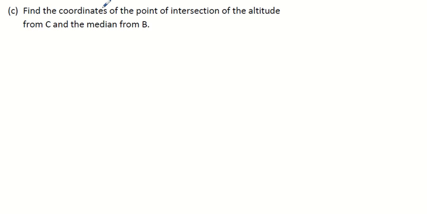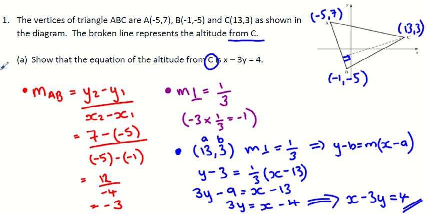So we have our equation of the median from B there, y equals 2x minus 3. Part C, find the coordinates of the point of intersection. There's 2 methods you could use here. So let's go for this method first. For the point of intersection, y equals y. I'm going to look at my answers again. So for the equation of the altitude, if we were to have y equals, this would be y equals 1/3 x minus 4/3.